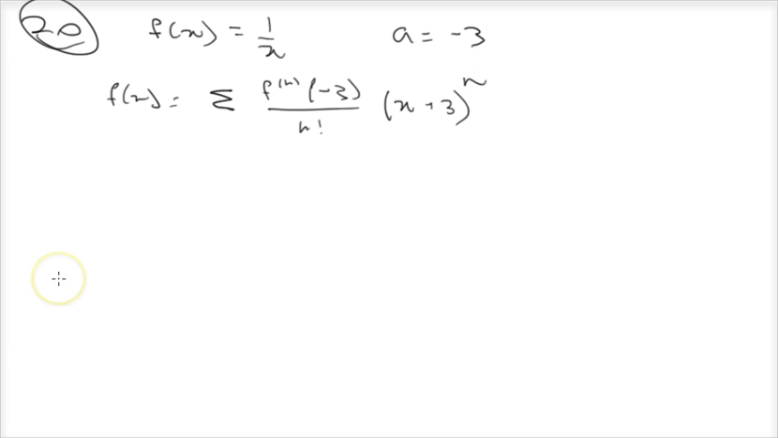So let's start writing out terms here. So our first term, when n is equal to 0, we're just going to be using the function, no derivative. So it's just going to be 1 over x, and this n's going to be a 0, so that'll be a 1. This 0 factorial will also be a 1, so we just write out 1 over x for our first term.